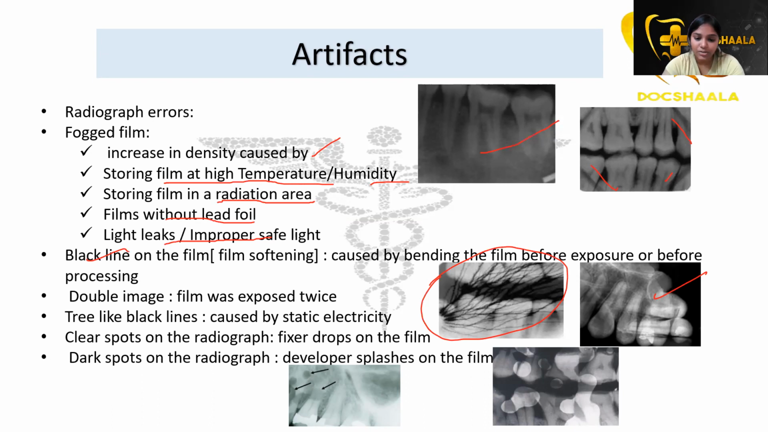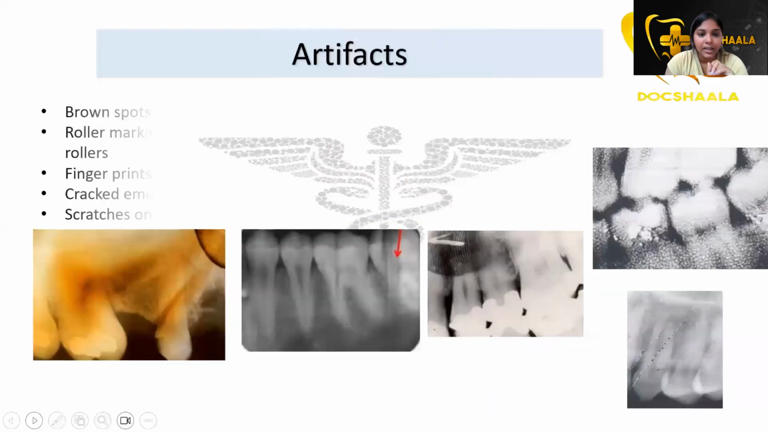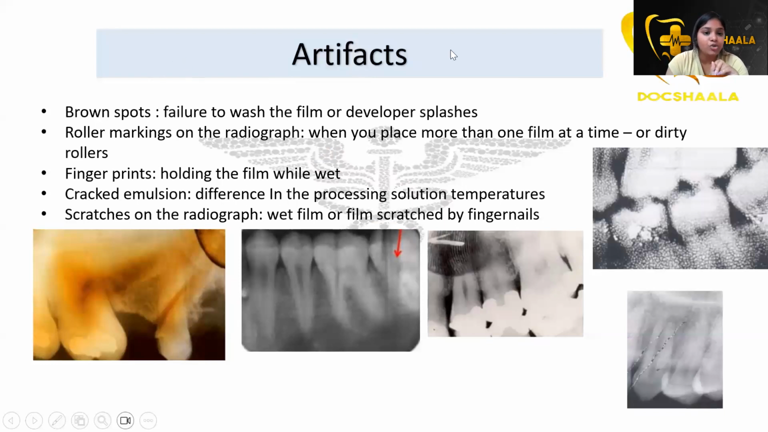Then clear spots. So you can see the clear spots. So whenever I told you, when there is lightening of the image on the X-ray film, it is problem with fixer. So fixer drops. Okay, when there is darkening, it is problem with developer. Okay, keep that in mind. Then other spots include the brown spots. So you can see the entire image is brown. It is due to failure to wash the film or developer splashes can lead to this brown spots.